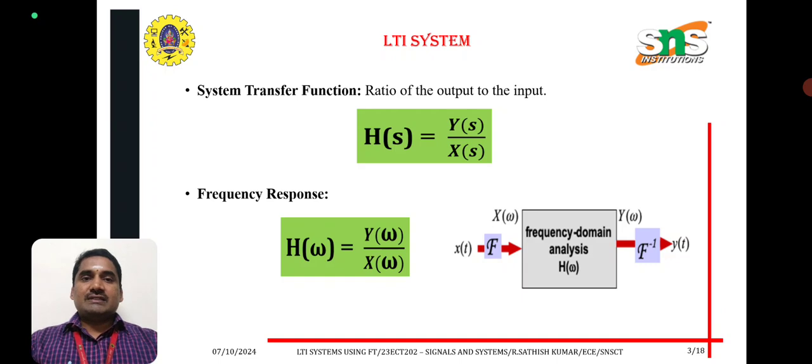The system transfer function is nothing but the ratio of the output to the input. H of s is equal to y of s divided by x of s. For frequency response, s can be replaced by j omega. Therefore, H of omega is equal to Y of omega divided by X of omega. When the input function is applied to the Fourier transform, we can get X of omega. That can be applied to the frequency domain analysis, and we can get Y of omega. While taking the inverse Fourier transform of Y of omega, we can get y of t.